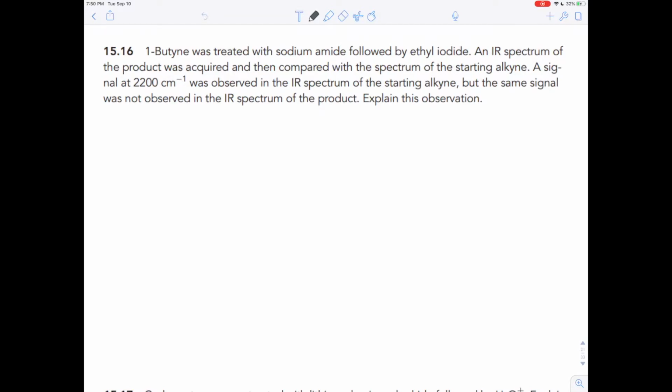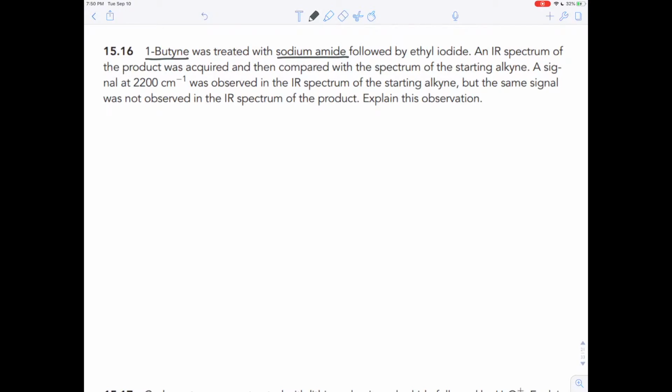Exercise 1516 gives you the reactants or reagents for a reaction and asks you to distinguish between the reactant and the product using IR spectroscopy. So the reagents they give you first are 1-butene and sodium amide. So first let's draw those. We'll see how they react with each other.